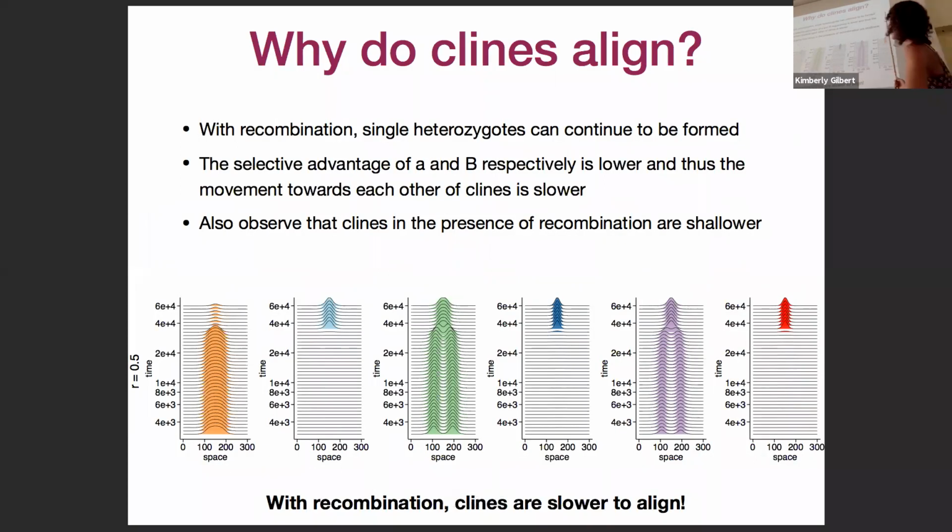I don't remember. Yeah, so just thinking about with recombination, because we can create single heterozygotes now, selection is less strong against those because they're not as maladapted as the double heterozygotes. So that means the clines will move slower because there's less pressure from selection as it's locally favoring the homozygotes relative to single heterozygotes instead of relative to double heterozygotes. So the selective advantage of being either little a or big B at either of the two clines is lower. And so the movement toward the other cline is slower. And it's also a related observation that these clines are shallower where we have recombination happening because you can have single heterozygotes existing.